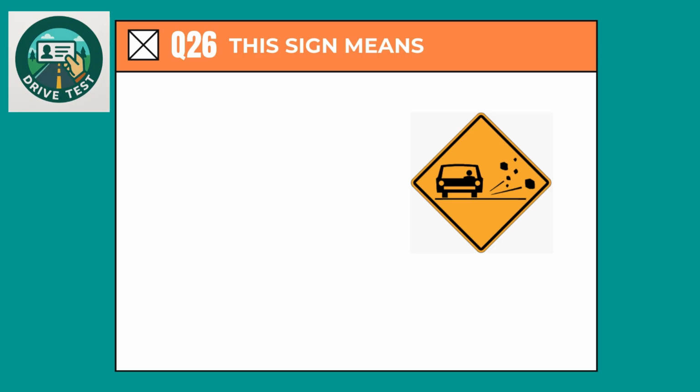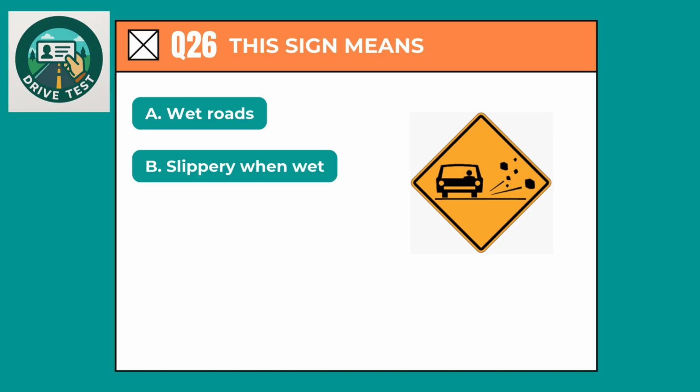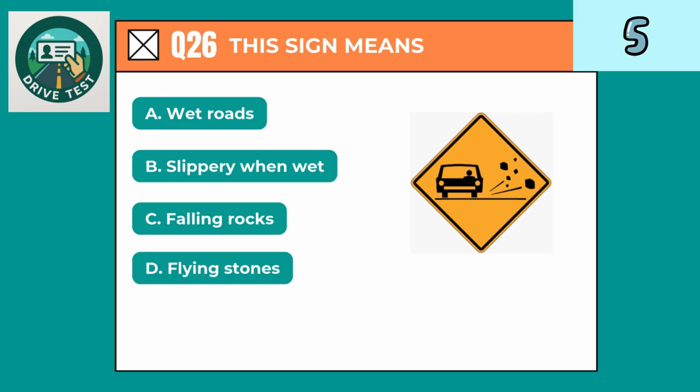Question 26. This sign means A. Wet roads. B. Slippery when wet. C. Falling rocks. D. Flying stones. The correct answer is D. Flying stones. Commonly in gravel or chip-sealed road.